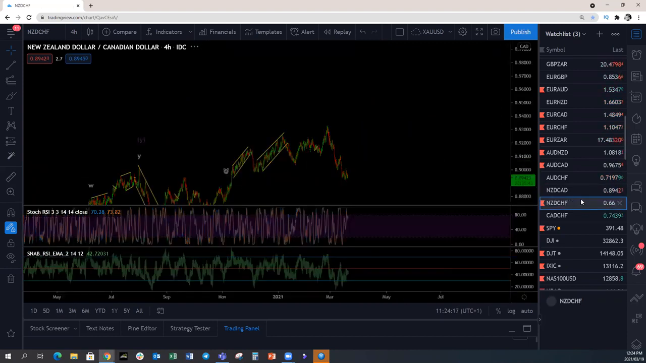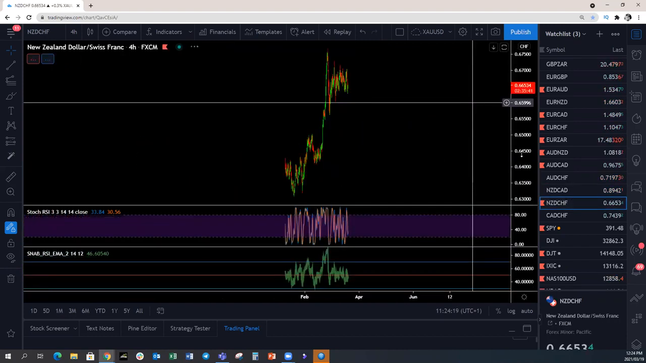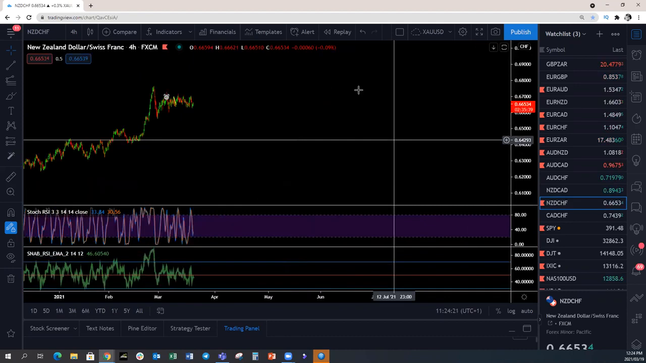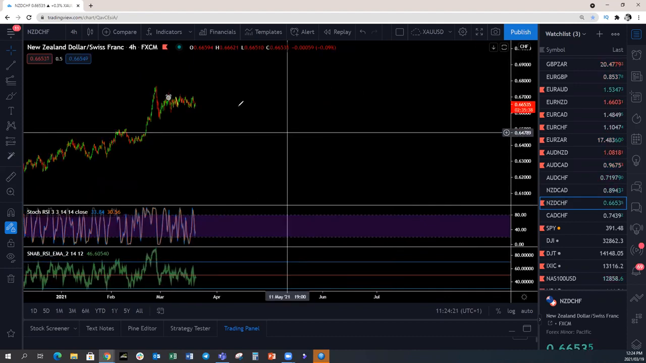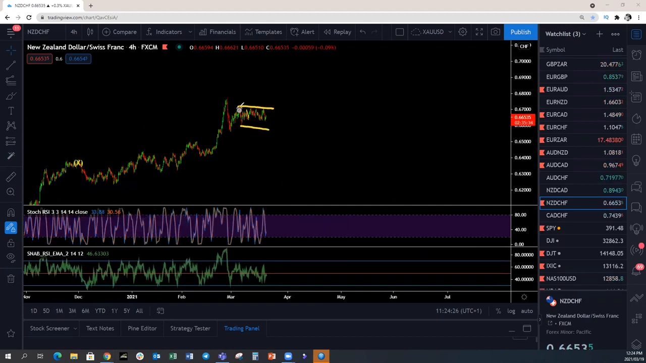New Zealand Chief. Sideways. 1, 2, 3, up, then down, upside like that. That's the expectation there. So we are currently looking for this one to come, take the low here, bounce, and then go up. We are in this corrective structure. No trade there until we get that corrective structure complete, whichever way it completes.